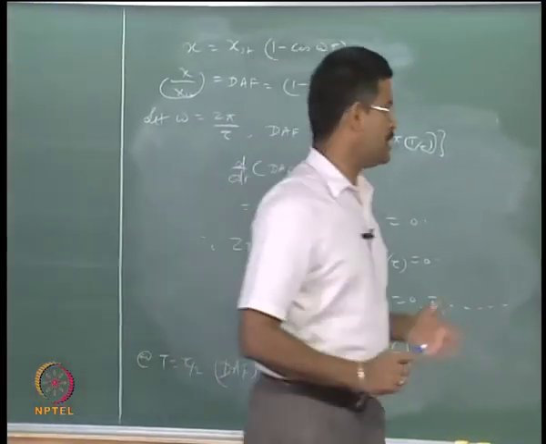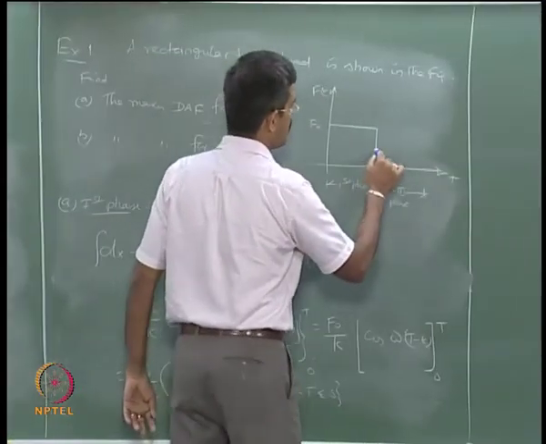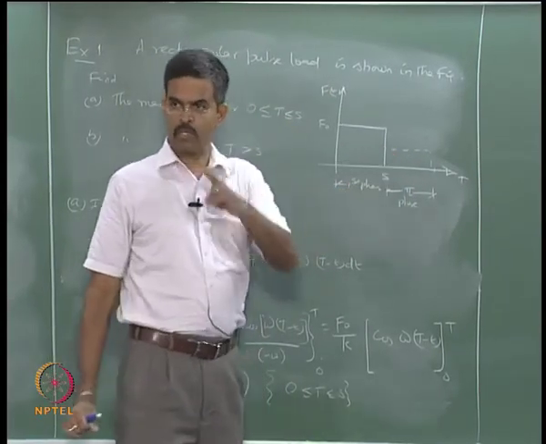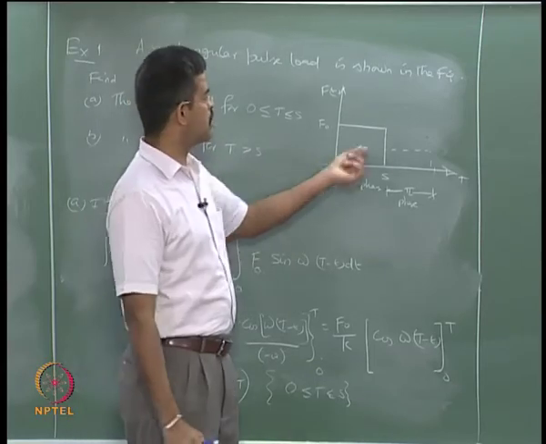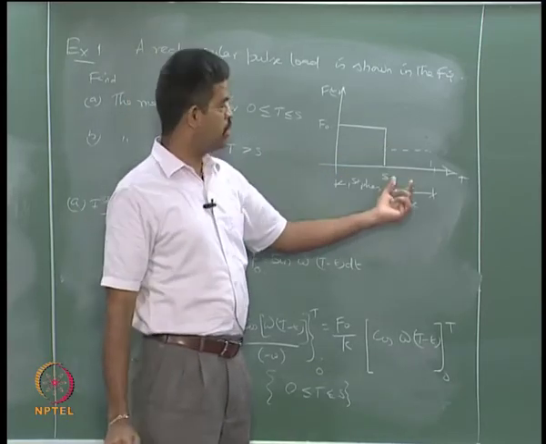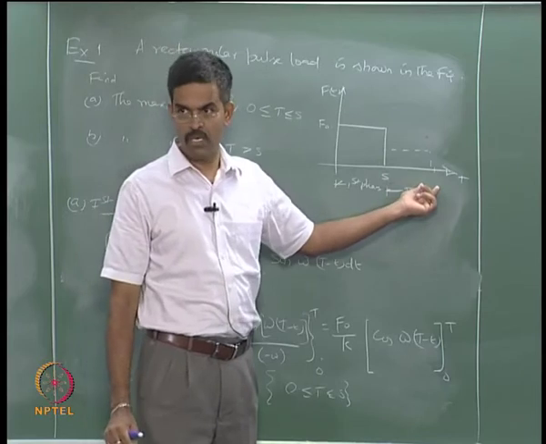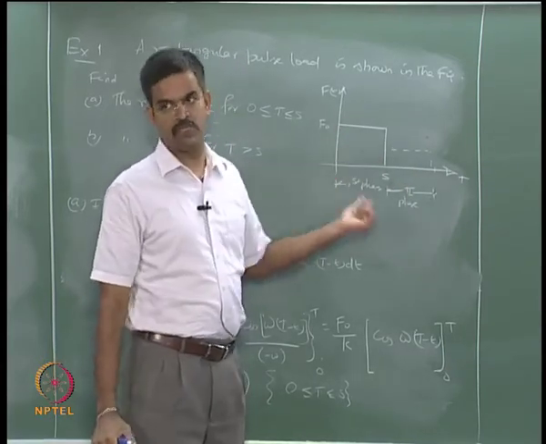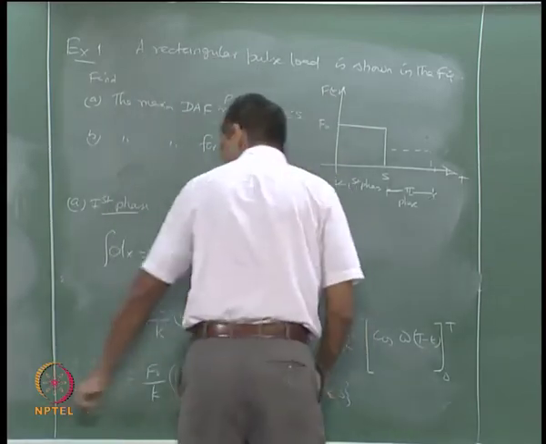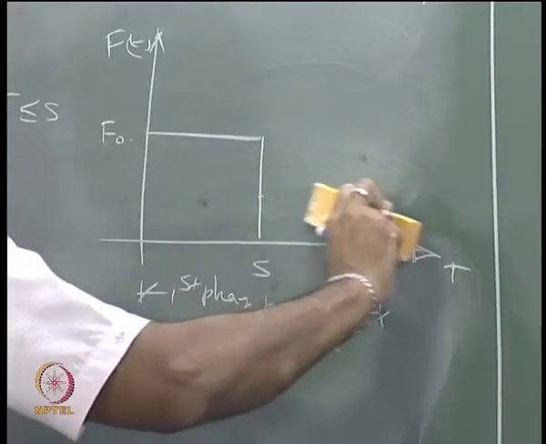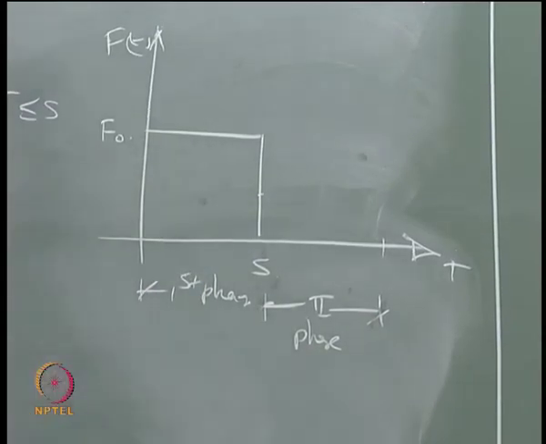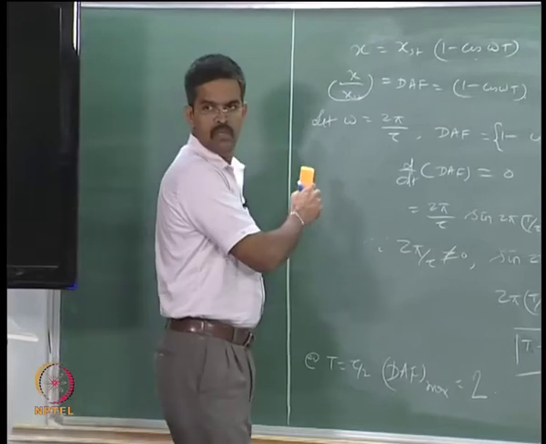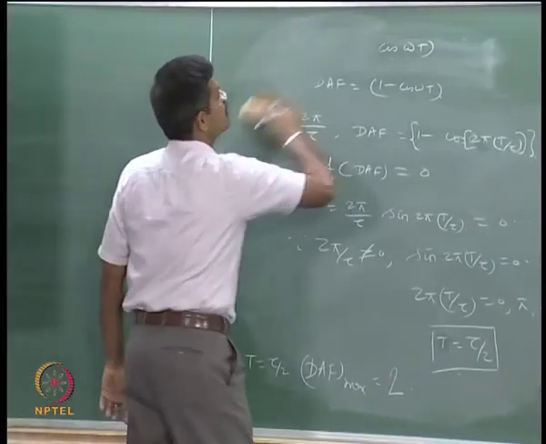Alternatively, if I have an underloading here, which is F0 by 2, then I have two components in part B. One component is because of the F0 by 2 load over the duration, plus the vibration because of the initial conditions of the first phase. In this case, we are not doing that, we are removing this. So, let us remove this. Any questions here? Any doubt?